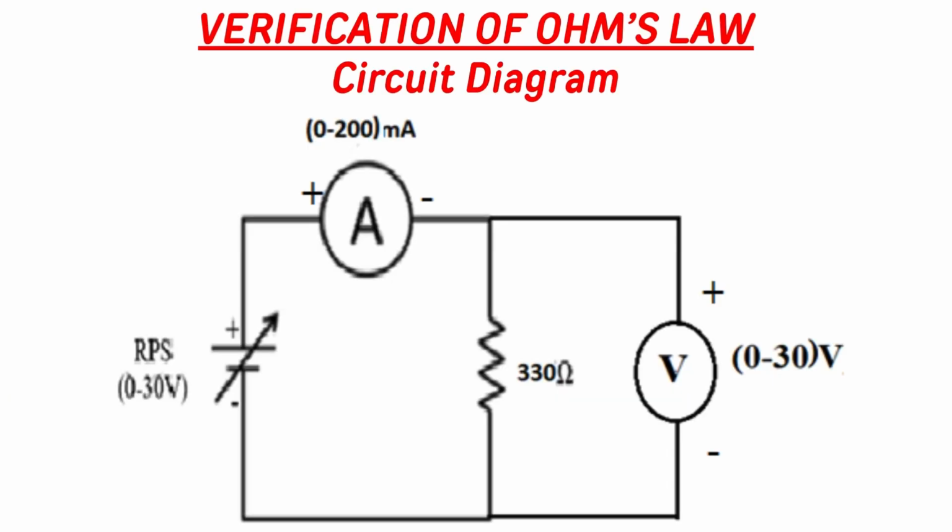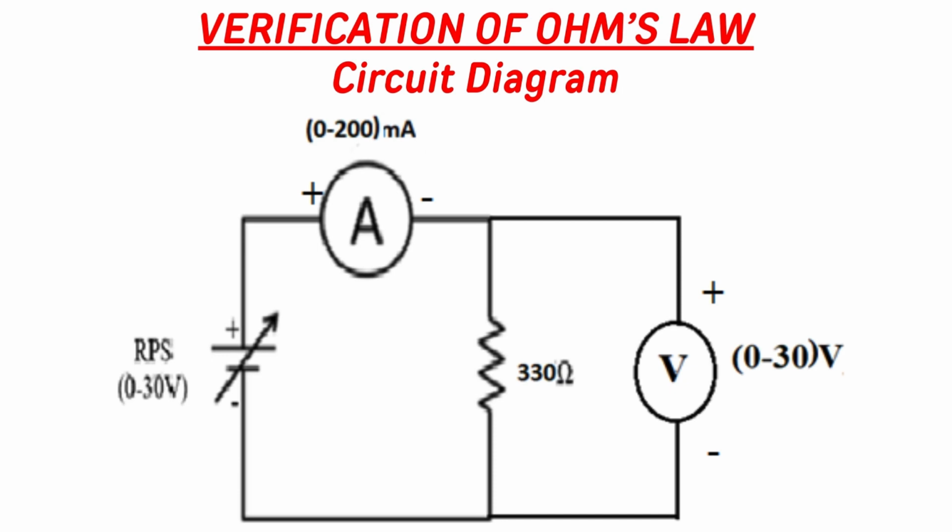Verification of Ohm's law. A circuit consists of a battery connected through an ammeter of rating 0 to 200 milliamperes and a resistor. Based on the circuit and the question, we will consider the resistor. Here we are considering a 330 ohms resistor, which is connected in parallel to a 0 to 30 volts battery. If the resistor value is different, obviously the ratings of the voltmeter and ammeter will change.